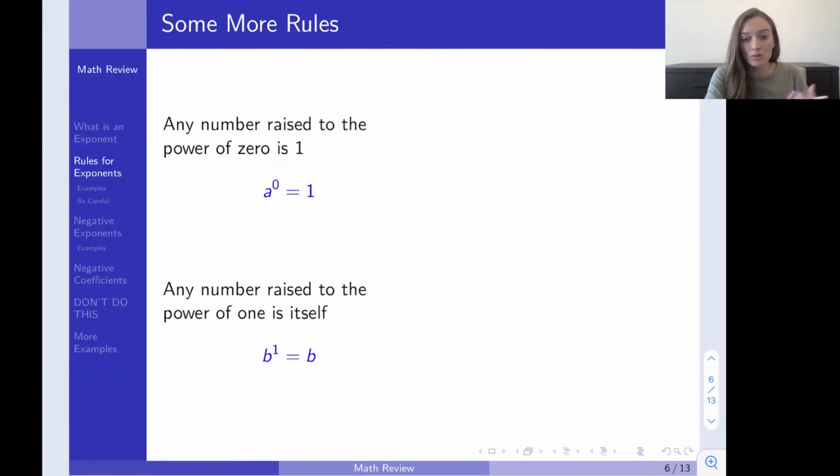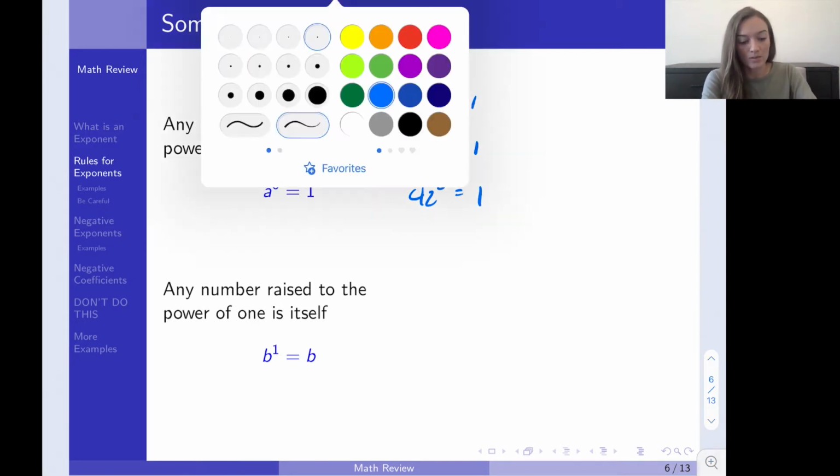Okay, and then we have 2 sort of special cases. Anything raised to the 0 power is 1. So like 3 raised to the 0, x to the 0, a to the 0, 42 to the 0, all of those are going to be equal to 1. So anything raised to the 0 power is 1.